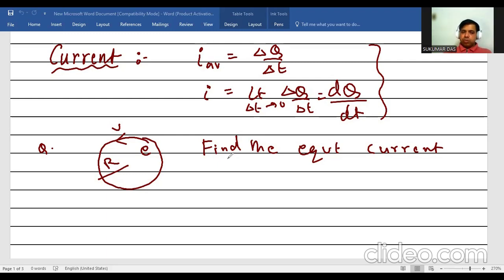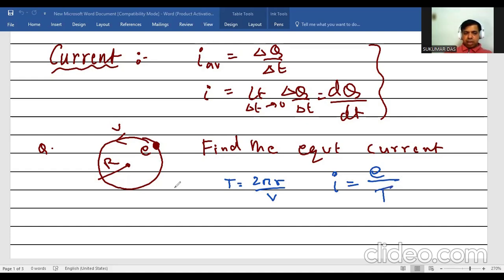So the question is, one electron is moving in a circular path of radius r with constant speed v. What is the equivalent current? Because charge is flowing, will it be ev by 2 pi r? How have you done it? Time period T is 2 pi r by v, and your charge is e, so it'll be ev by 2 pi r. Correct. Because current is given by charge per unit time.